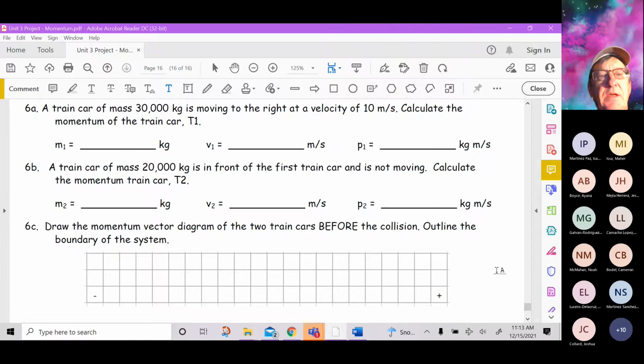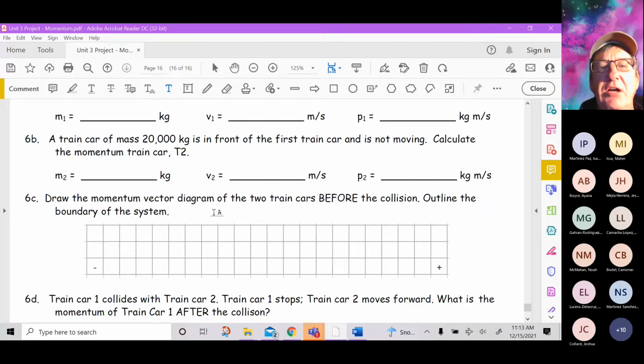Okay. Then it asks us to draw a vector diagram of these 2 cars before they collide. I'm going to use a box to represent them. Let's see. The first car was bigger than the second. So I'm going to draw a bigger square for it. It was bigger in terms of its mass, right? It's probably actually the same length, but it's heavier. So I'm going to show that by making a bigger box for it.